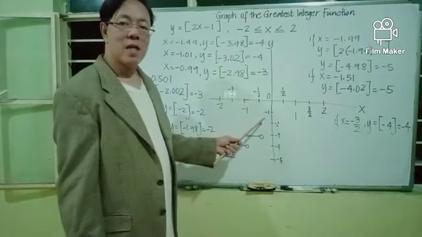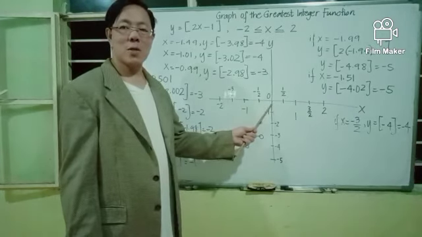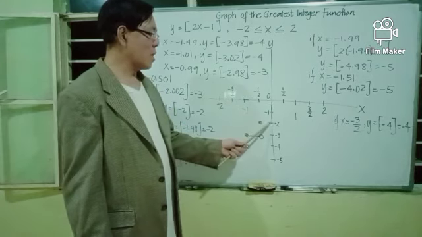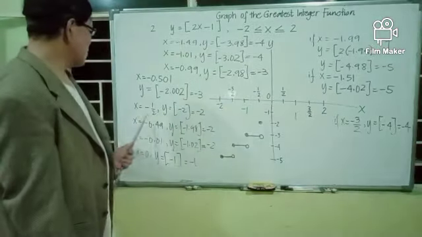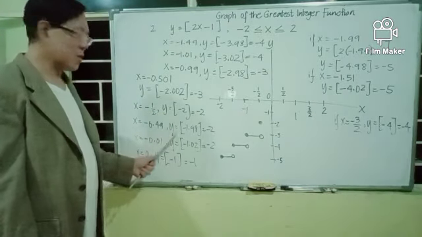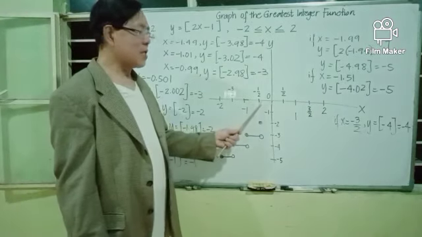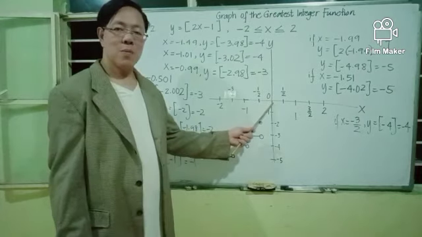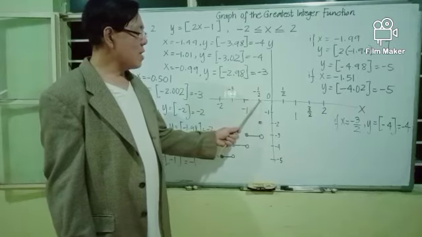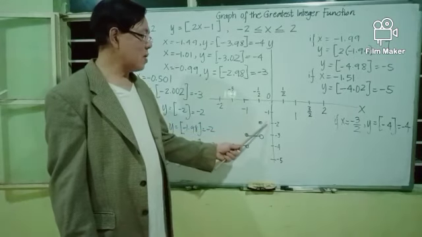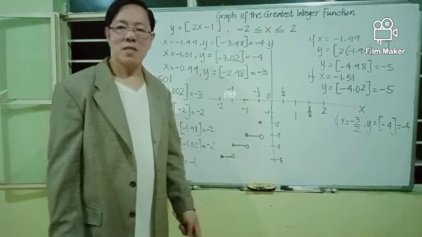But for the real numbers in the interval from negative 1 half up to 0, excluding 0, the value of y is always negative 2. As we have shown, we let x equals negative 0.49 and x equals negative 0.01, which are both in this interval from negative 1 half to 0, and the corresponding value of y is negative 2. So for any real number in this interval, the value of y is always negative 2. And we represent that by this horizontal line.